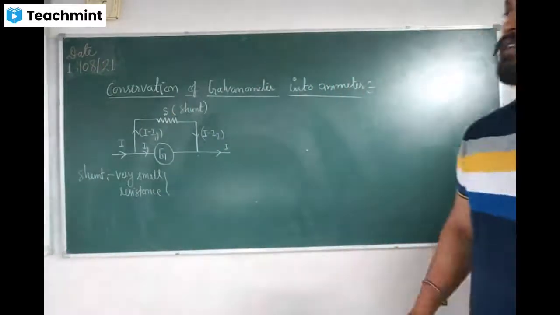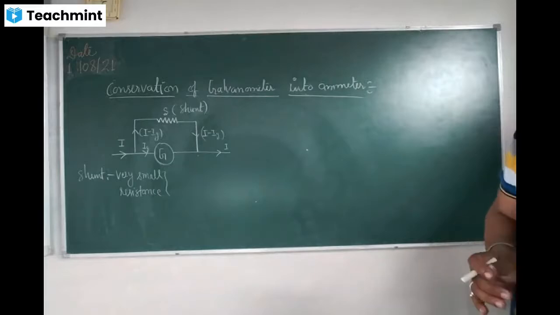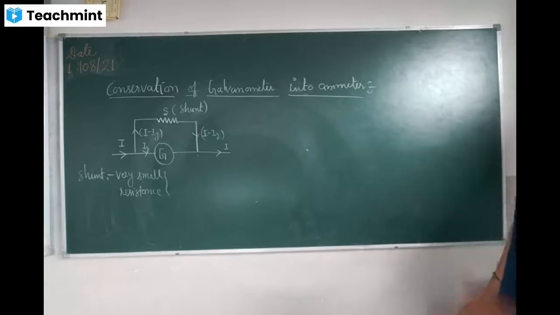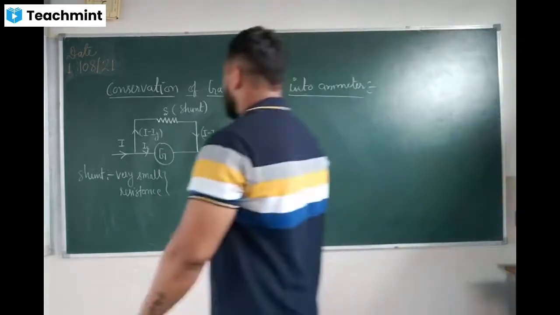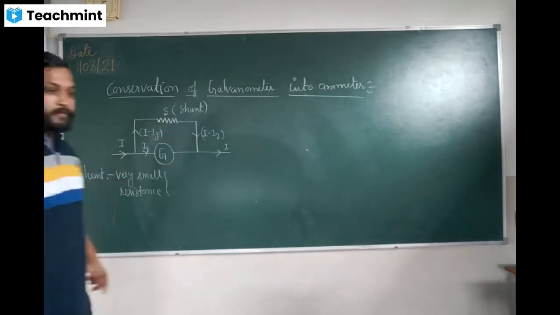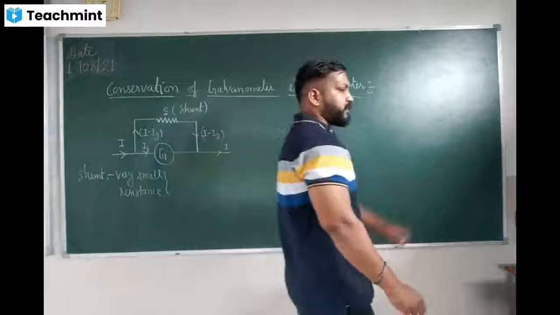So what we will write: to convert a galvanometer into an ammeter, we connect a shunt, or a very small resistance, in parallel with the galvanometer, then it will behave as an ammeter. I have connected a small resistance in parallel. Why parallel? Because of the very low resistance, when I connect it in parallel, a large amount of current will flow through it, and the galvanometer will not get damaged. Only a very small amount of current will go through it.